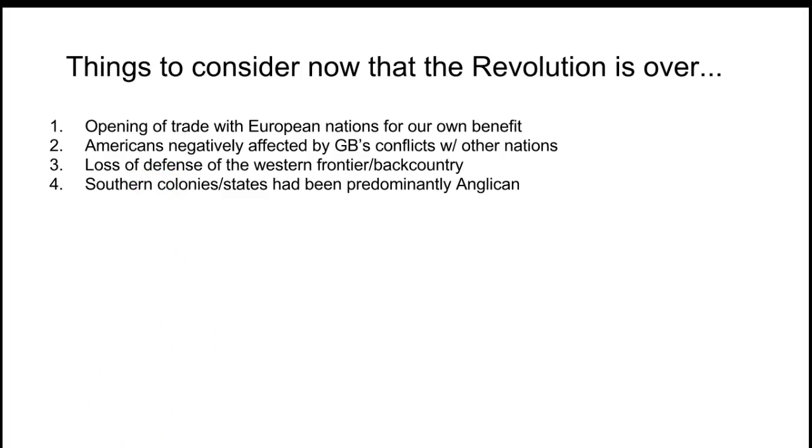Southern colonies and then states had been prominently Anglican. Because the Anglican Church was a British institution, they were kind of at a loss as to what to do next, because the Anglican Church basically pulls out. The modern version of the Anglican Church is the Episcopal Church today, so you would see that here. That would be the Anglican Church.